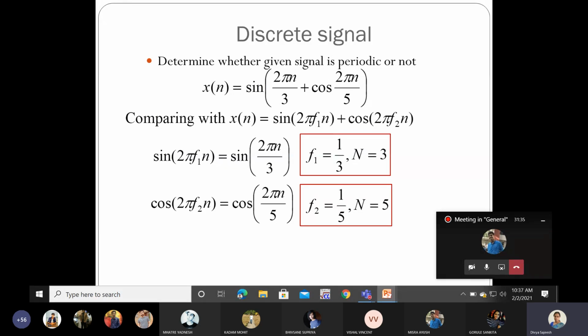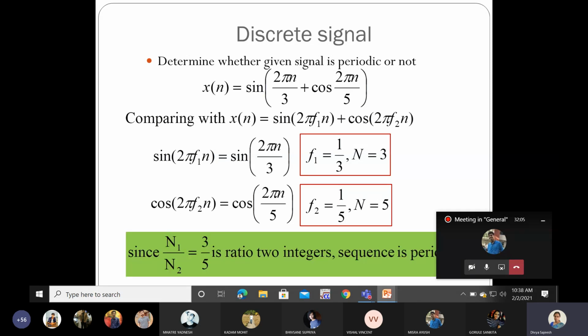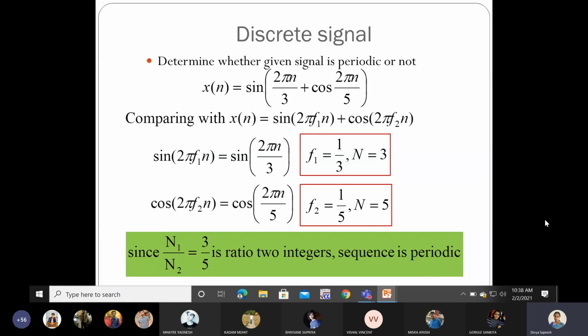In continuous time signals, what we have seen is, if a signal is a mixture of 2 signals, we have to individually check the periodicity of the signals, and if they are periodic, their ratio has to be an integer. The ratio of the time periods has to be an integer. So let us check here also the same procedure. That is N1 by N2, 3 by 5, is a ratio of 2 integers. So I can tell the sequence is periodic in nature.